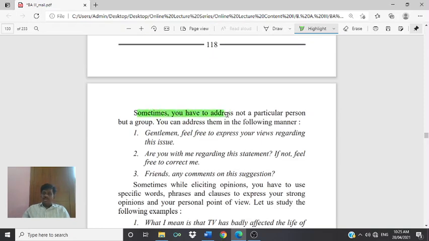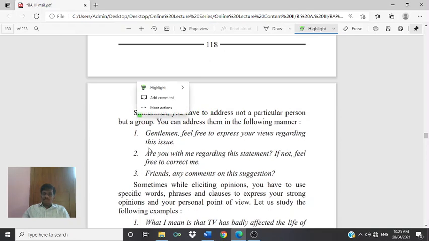Sometimes you have to address not a particular person, but a group. You can address them in the following manner. Instead of an individual, you can also motivate the group to participate in the discussion. See, gentlemen, feel free to express your views regarding this issue. This is again a common statement. Anywhere, in any group discussion, you can use it. Gentlemen, feel free to express your views regarding this issue. Or, are you with me regarding this statement? If not, feel free to correct me.